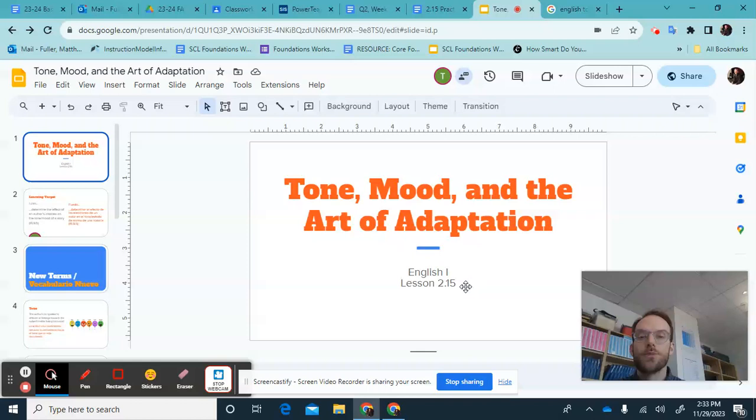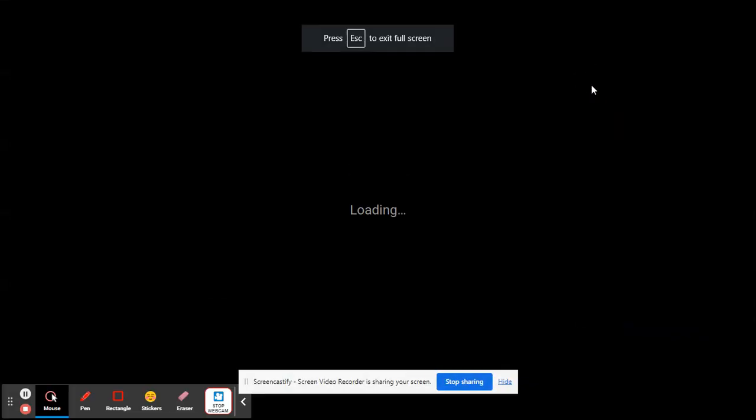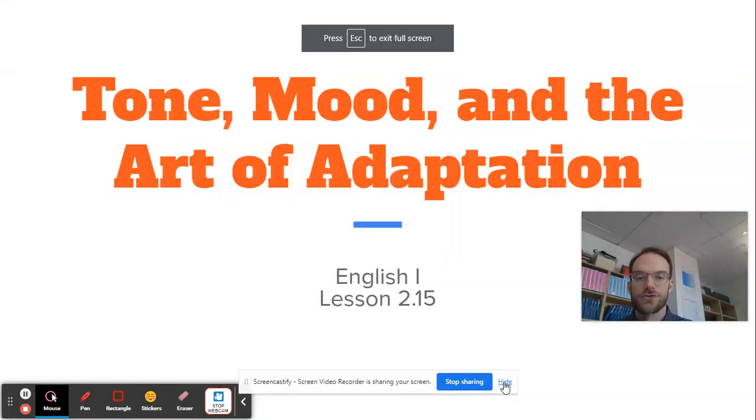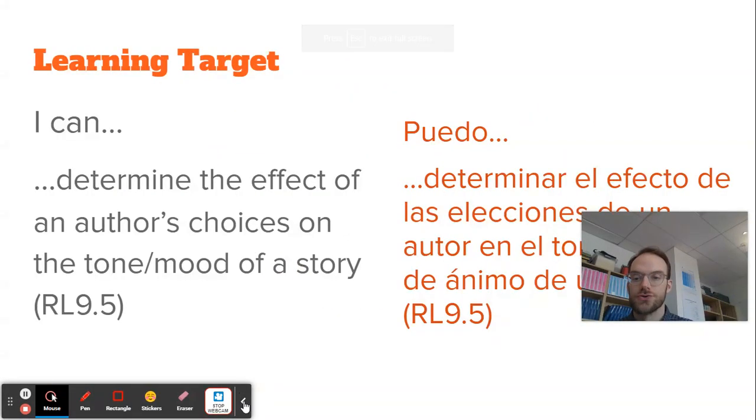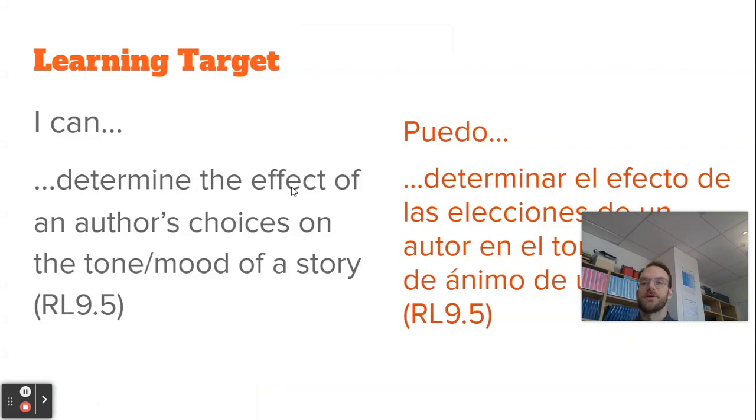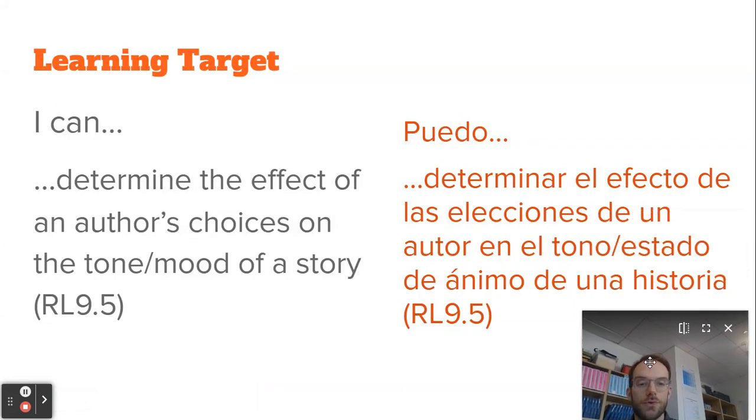Hey y'all. For today's lesson, it's 2.15 on our progress tracker. We're talking about tone, mood, and the art of making an adaptation today. Objective wise, what we are trying to accomplish, we want to determine the effect of an author's choices on the tone and mood of a story.